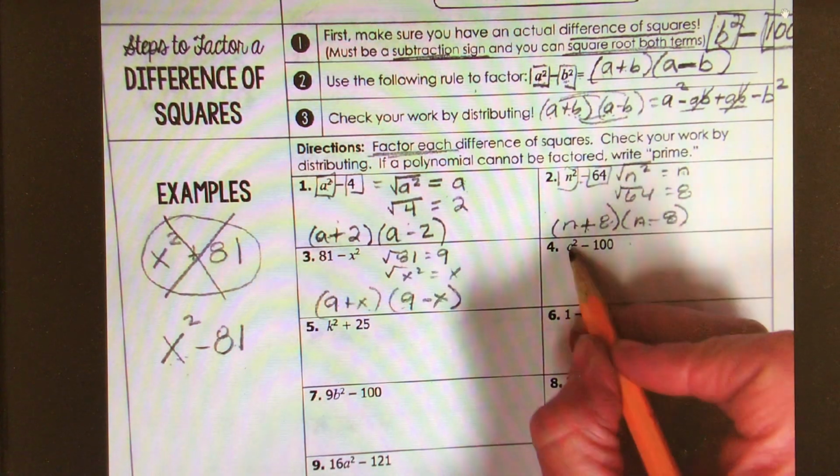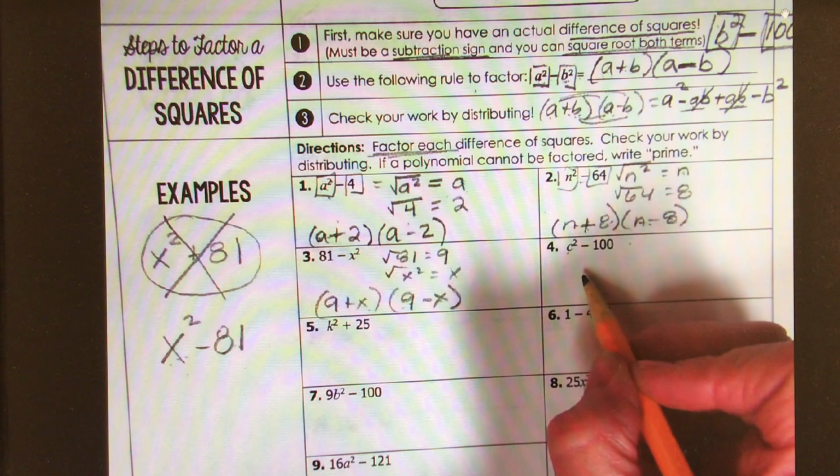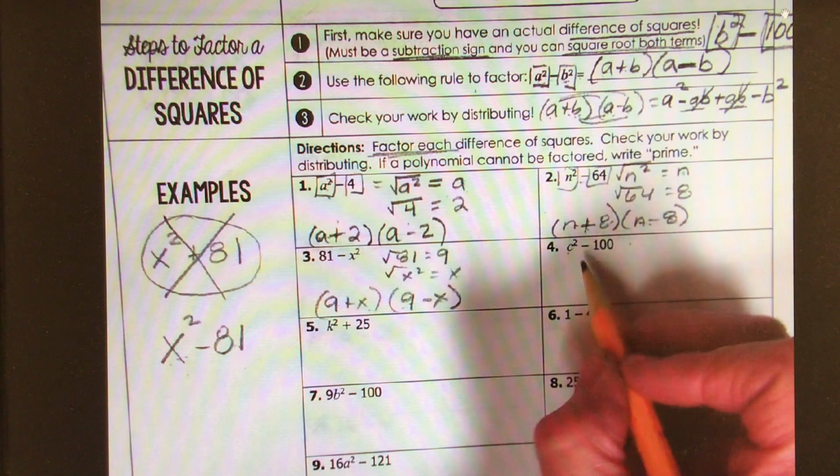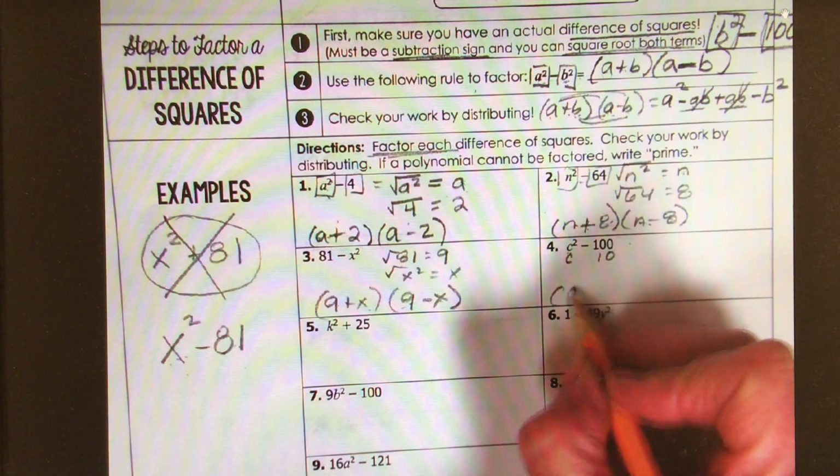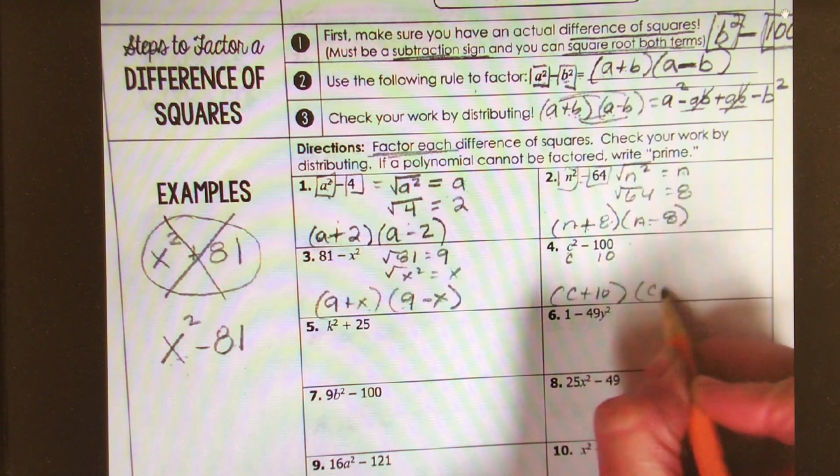So square root of c, and now I'm just going to write the square root right underneath because I think I'm getting the hang of it. So I have c and I have 10. C plus 10, c minus 10.